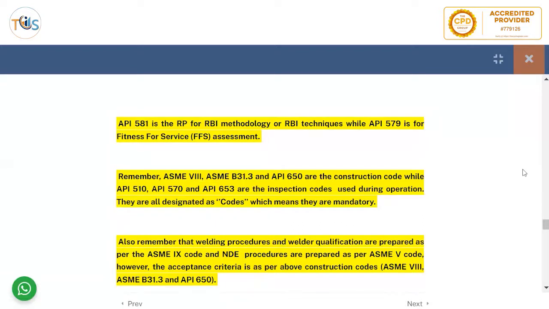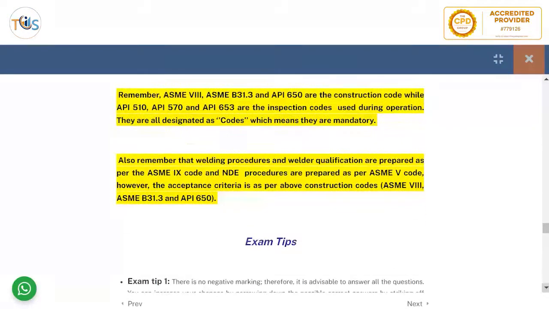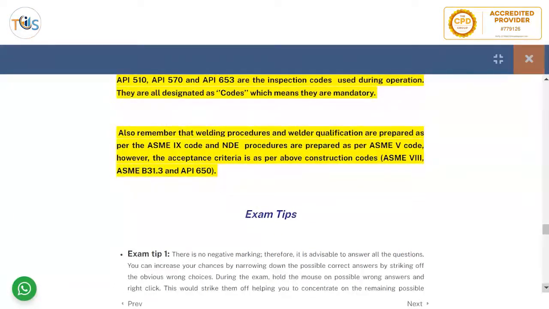Remember, ASME 8, ASME B31.3 and API 650 are the construction code, while API 510, API 570 and 653 are the inspection codes used during operation. They are all designated as code, which means they are mandatory. Also remember that welding procedure and welder qualification are prepared as per the ASME 9 code, and NDE procedures are prepared as per ASME 5 code. However, the acceptance criteria is as per the above construction code. That's ASME section 9, B31.3 or API 650.